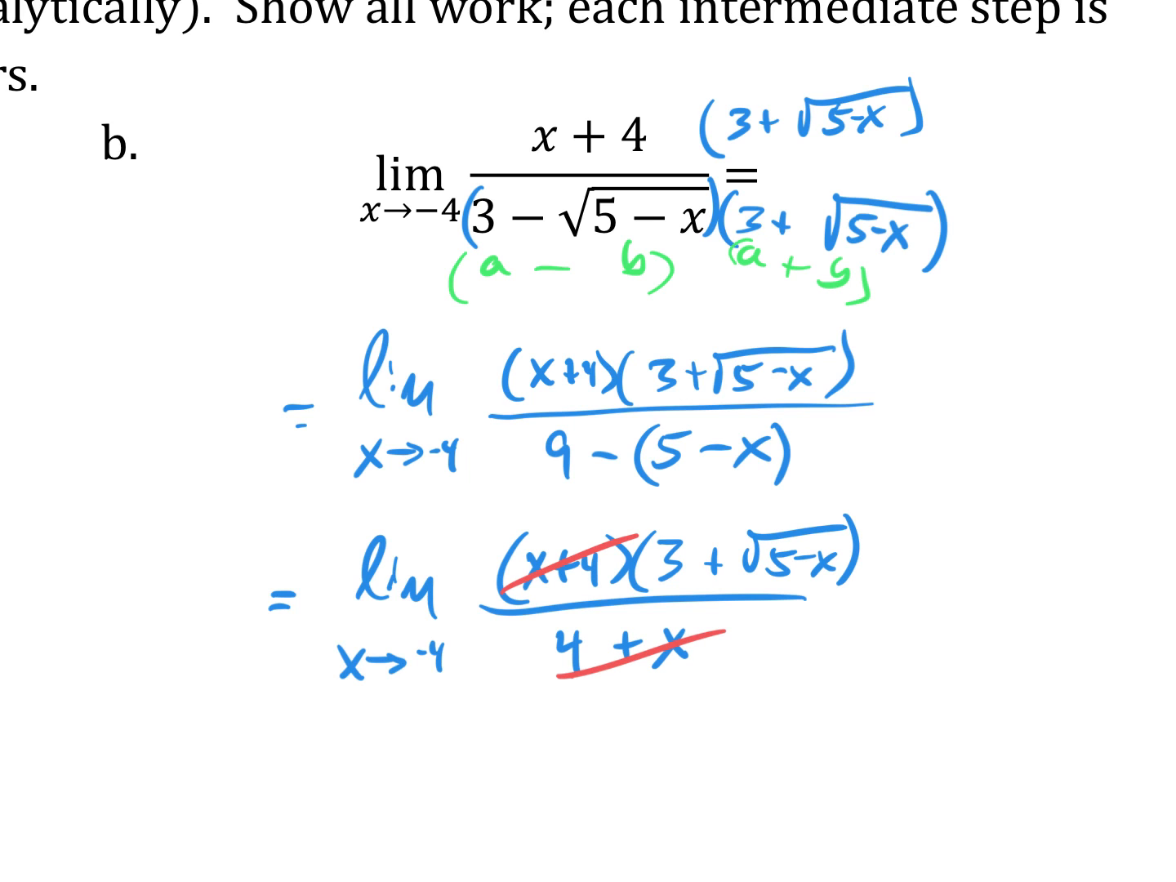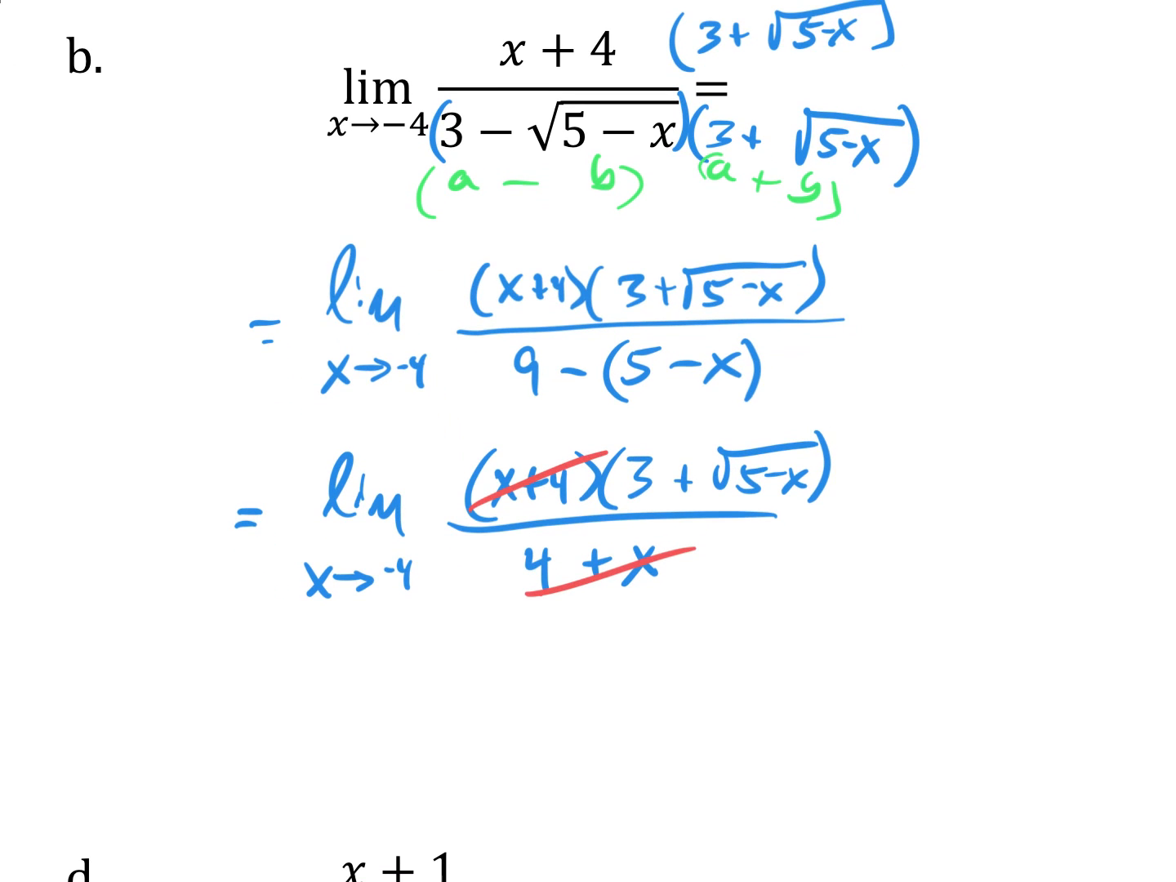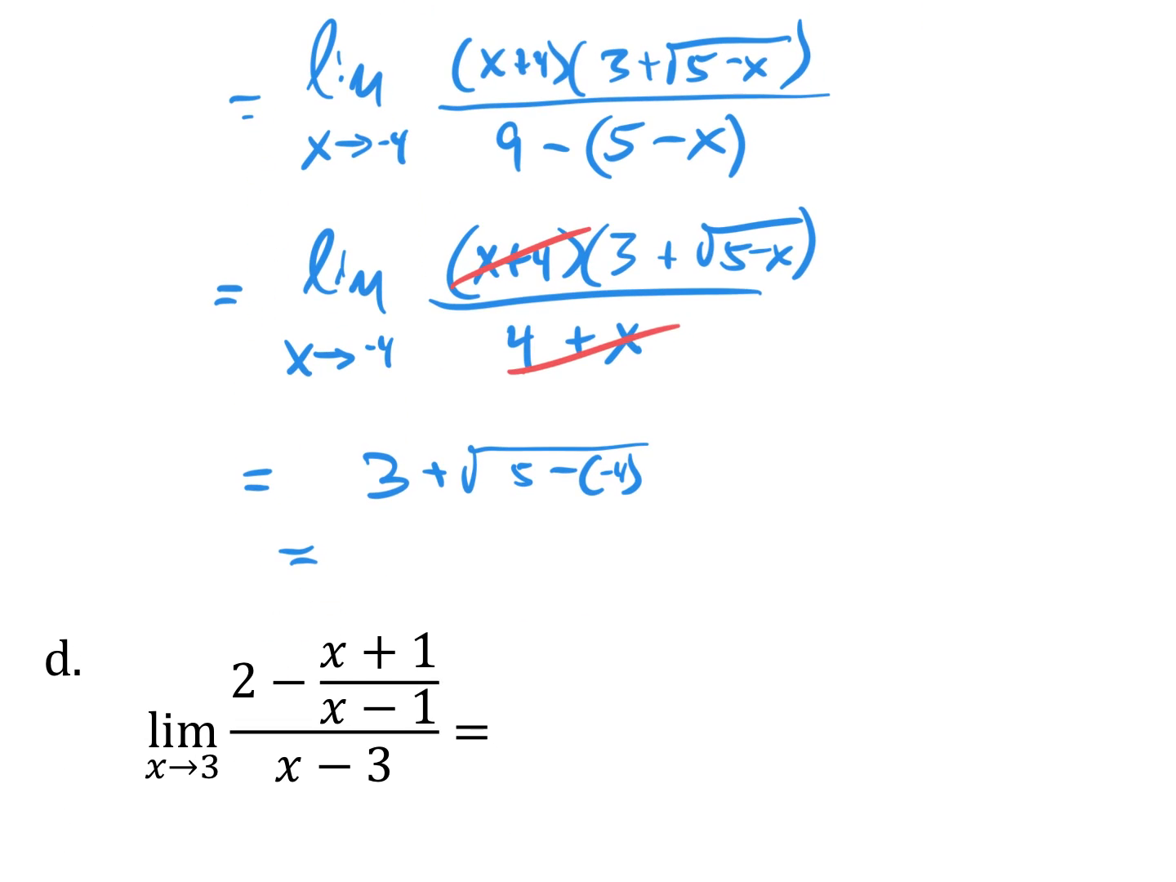Those cancel. Doesn't matter the order. And now negative 4 is not a problem, so we can now use direct substitution. Remember, the whole goal with all this stuff that we're doing is to get it down so we can use direct substitution. So this is 3 plus the square root of 9, which is 3 plus 3, which is 6. There you have it.